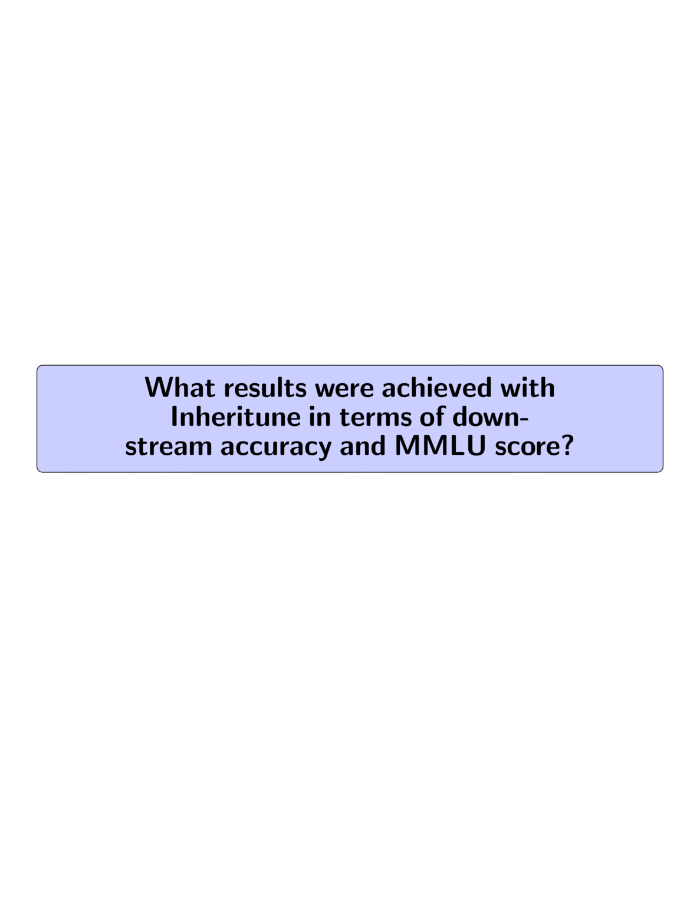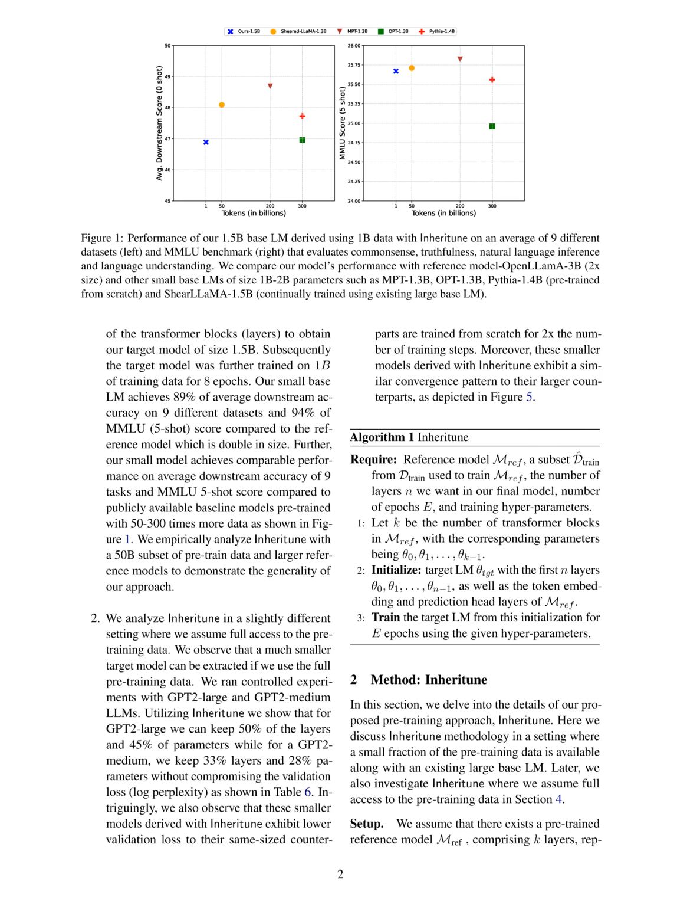What results were achieved with Inheritune in terms of downstream accuracy and MMLU score? The results achieved with Inheritune in terms of downstream accuracy and MMLU score were significant. The small base LM developed using Inheritune achieved 89% of average downstream accuracy on 9 different datasets and 94% of MMLU 5-shot score compared to the reference model, which was double in size. Additionally, the small model showed comparable performance on average downstream accuracy of 9 tasks and MMLU 5-shot score compared to publicly available baseline models pre-trained with 50 to 300 times more data.